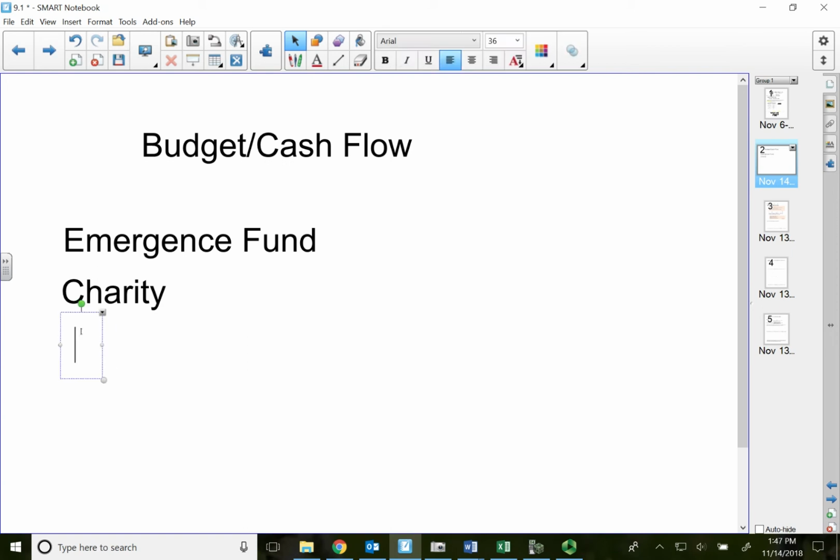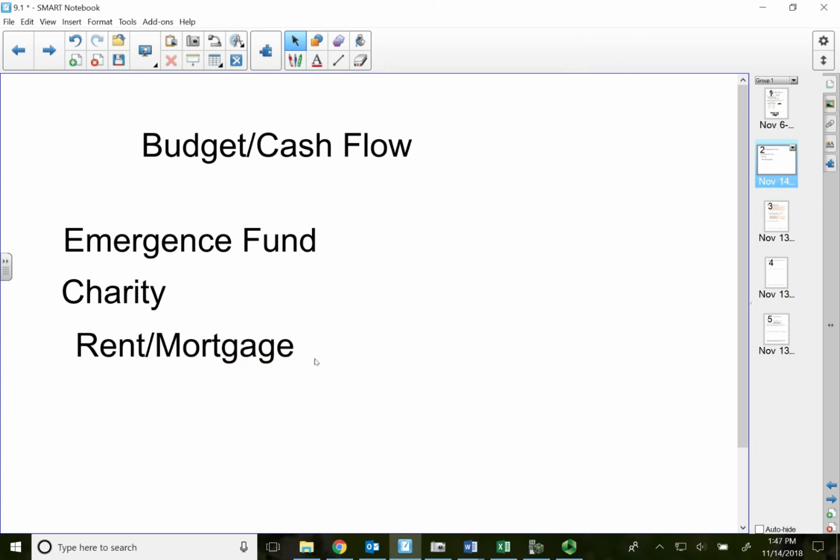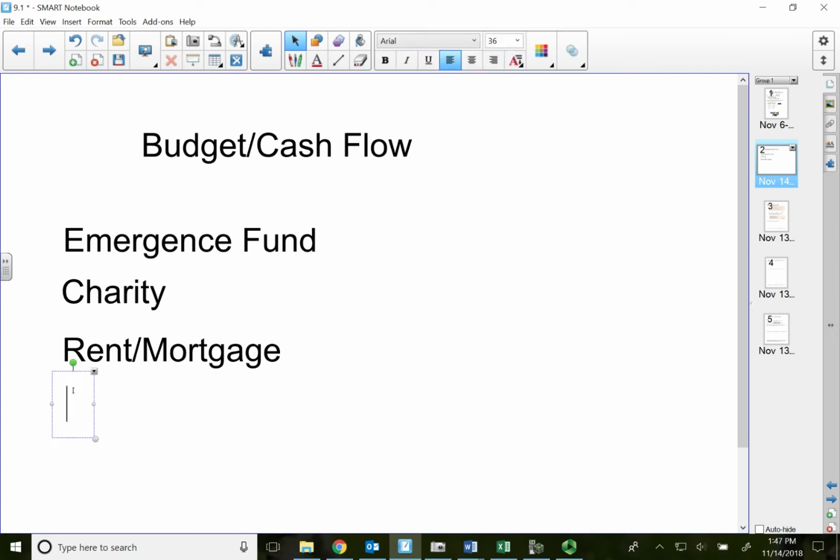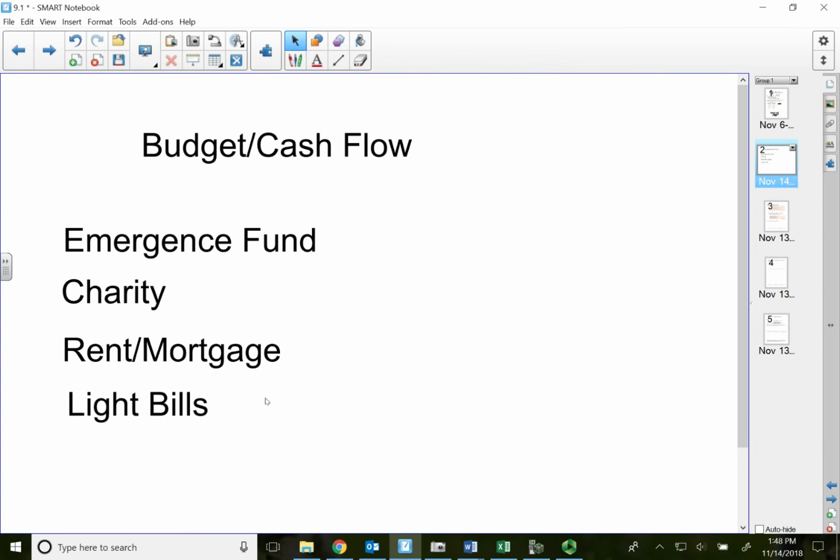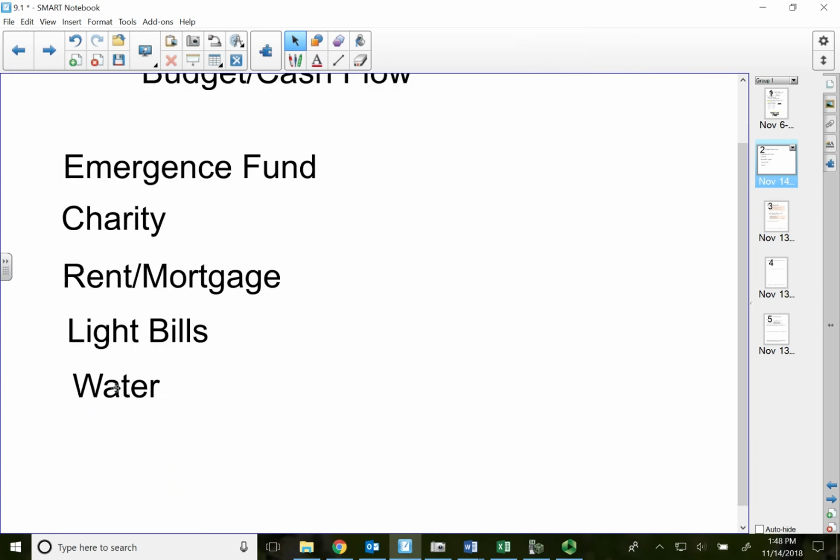Your rent or mortgage. You've got to know your rent or mortgage. Utilities, let me be more specific. You've got to pay the light bill. Another category other than the light bill is water. Some people don't have to pay water, it depends on where you live. But basically, what I'm going to write down here is household.